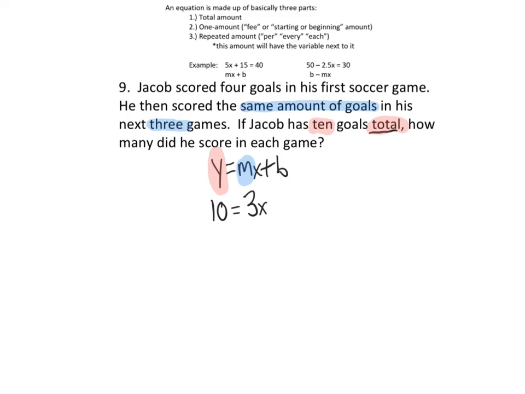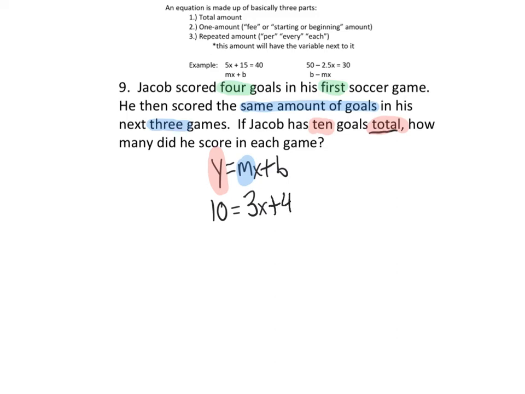Then we have to find the one-time thing. The one-time thing would be the 4 goals. Because that's just his first soccer game. That's one game. So this would be plus 4.